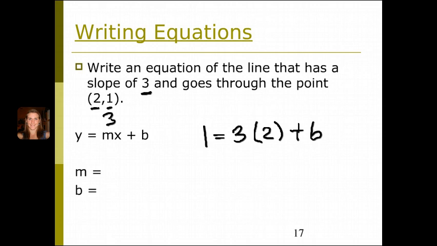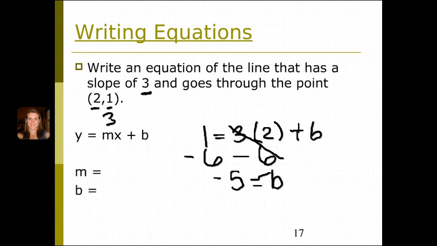Alright, so let's get b by itself. We're going to subtract 6 from both sides because 3 times 2 is 6. What you do to one side, you do to the other. This cancels on the right. 1 minus 6 is negative 5. So my y-intercept is negative 5.